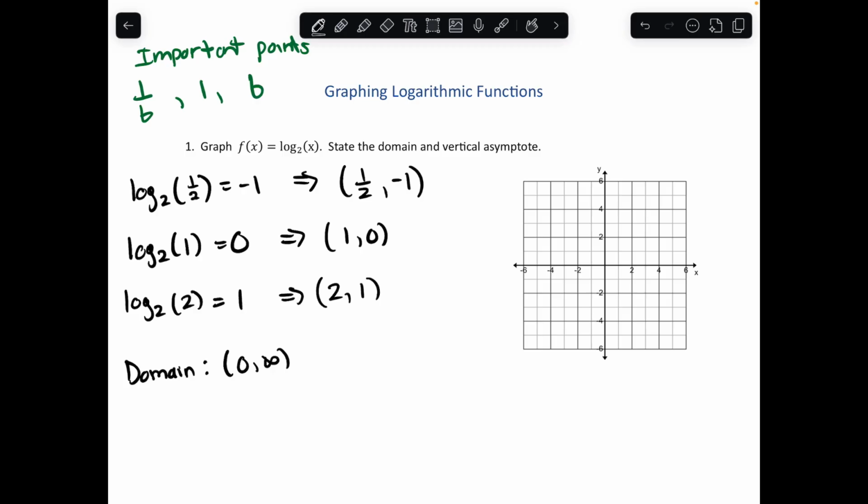Now our vertical asymptote is always going to occur right at that endpoint. And so we can say that our vertical asymptote is going to be the line x equals 0. Now just for fun, let's do one more. If I have log base 2 of 4, what is this going to be equal to? Well, we say 2 to what power is equal to 4? 2 squared is equal to 4. And so we get ourselves another point, 4 comma 2.